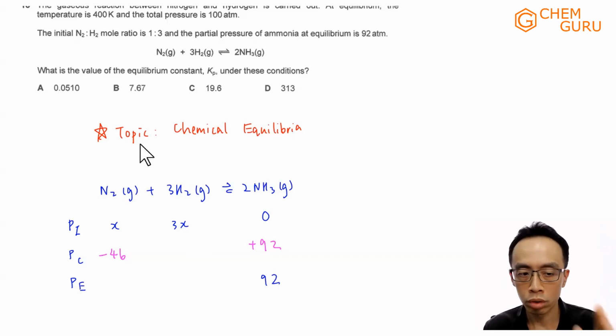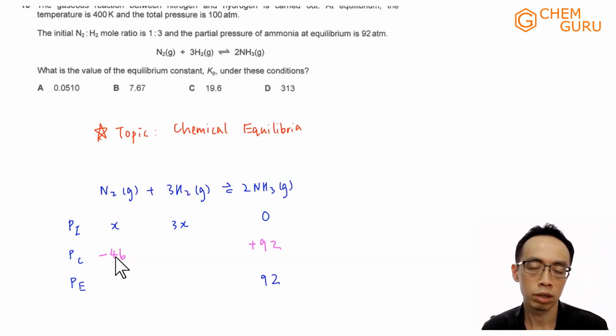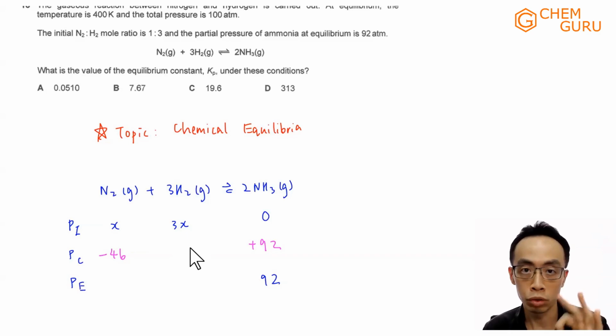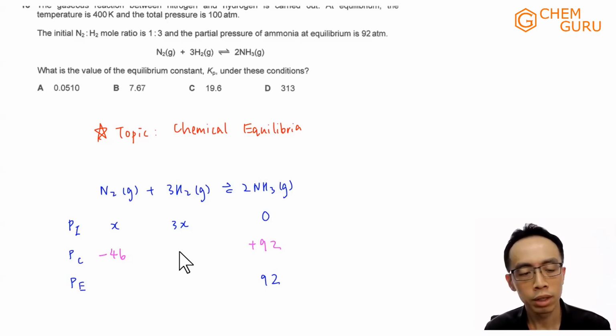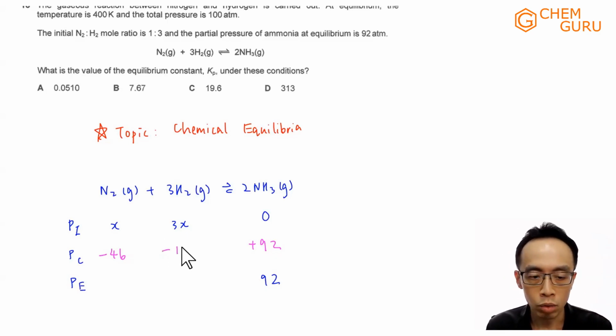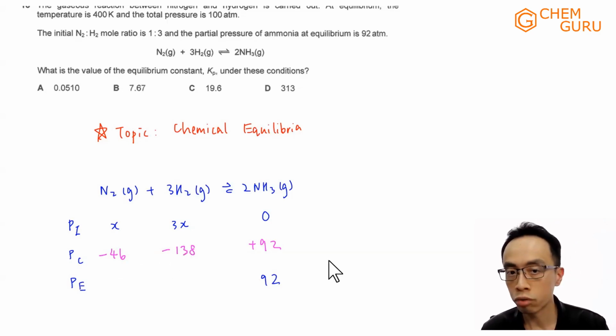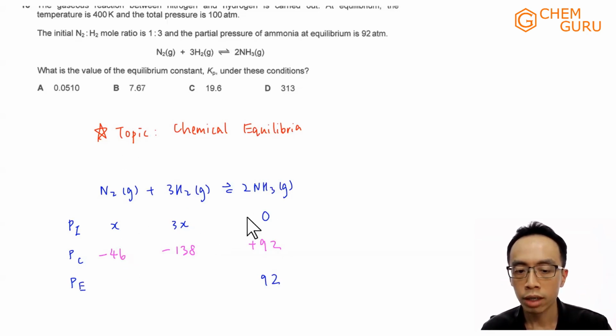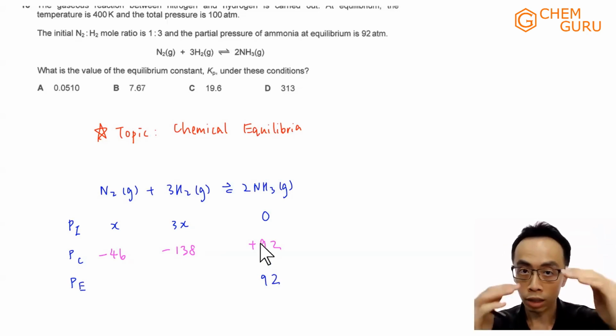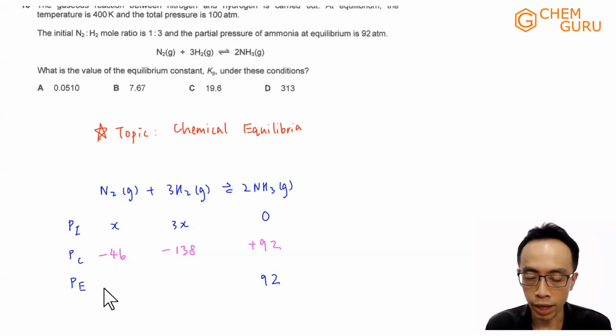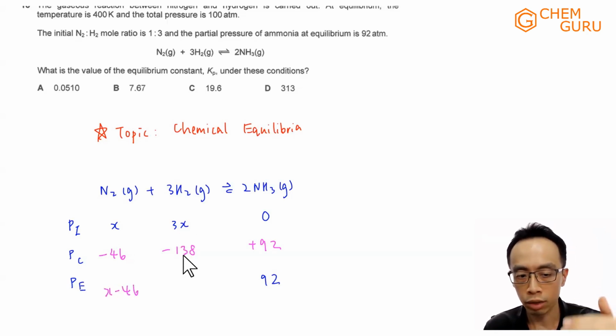Then I can compare mole ratio between N2 and hydrogen, 1:3. So change in partial pressure for N2 is 46. Change in partial pressure for H2 will be 3 times of it. So this is 3 times 46. This will be a minus 138. So change row will follow the mole ratio of the balanced equation, 1:3:2, 46 to 138 is to 92. Then I can add the two rows together. So this is going to be x minus 46. Add the two rows together.